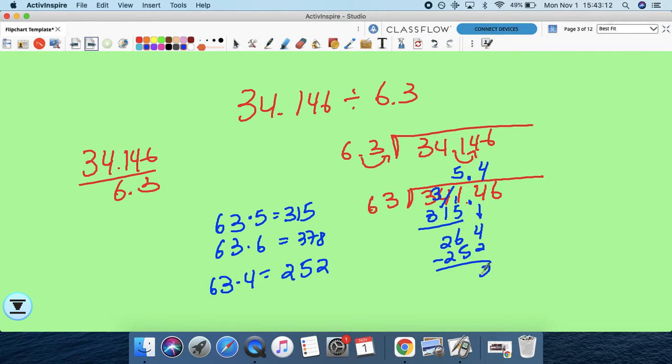Subtract. 4 minus 2 is 2, 1, and then 6. 63 goes into 126, and you can tell it's 2 times, right? Because 63 times 2 is 126, exactly. And that's going to be a 0. So the final answer is a positive divided by a positive, so my answer is positive, and the answer is 5.42.